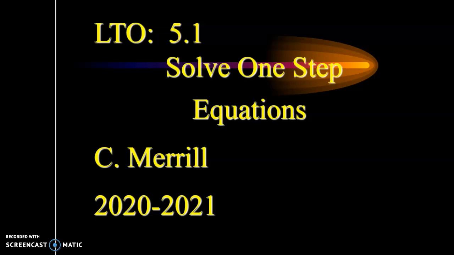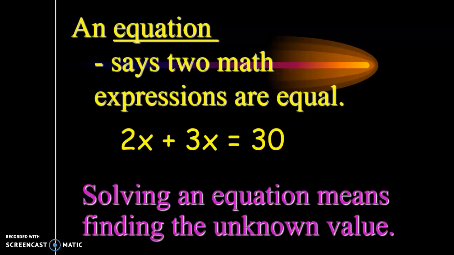To review, let's think about what an equation is. An equation simply is a mathematical sentence with an equal sign. It says two math expressions are equal. Take a look at 2x plus 3x equals 30. Well, that's an equation. Notice it has an equal sign. We are comparing two things, and we are saying that those two expressions, 2x plus 3x and 30, are equal.